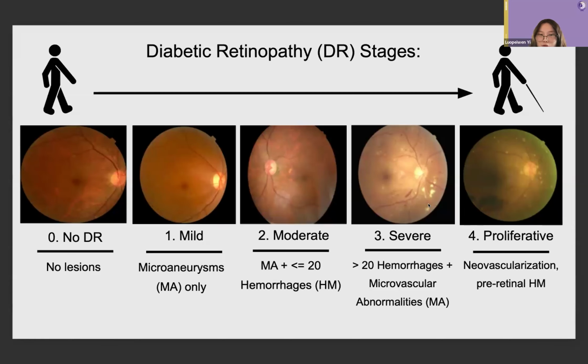Then at stage 3, severe DR, the image shows more than 20 hemorrhages along with other microvascular abnormalities. Damage to the retina is becoming more extensive. Finally, we have stage 4, proliferative DR. This is the most advanced stage. Here we can see neovascularization, which is the growth of new and abnormal blood vessels. We can also see pre-retinal hemorrhages. This stage poses a higher risk of vision loss.